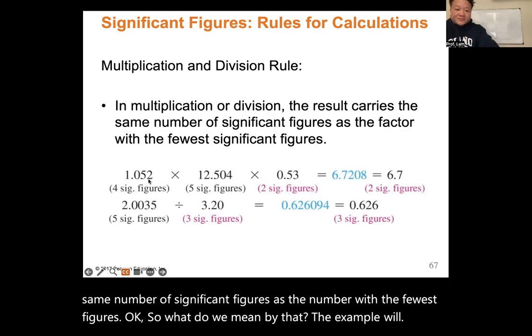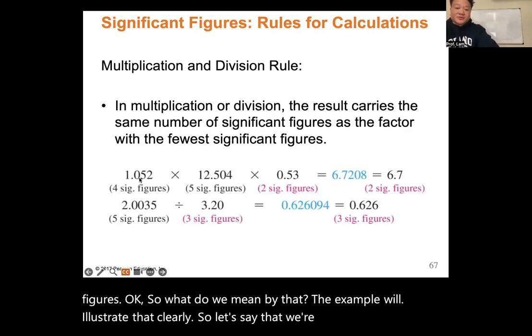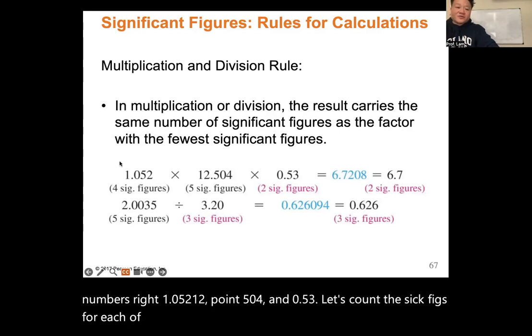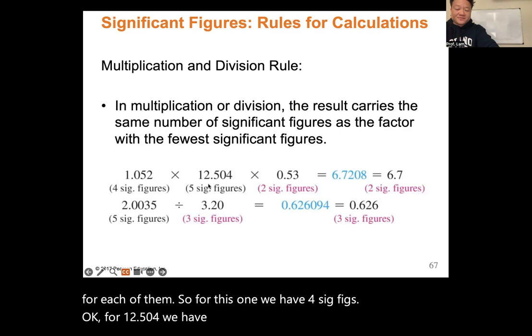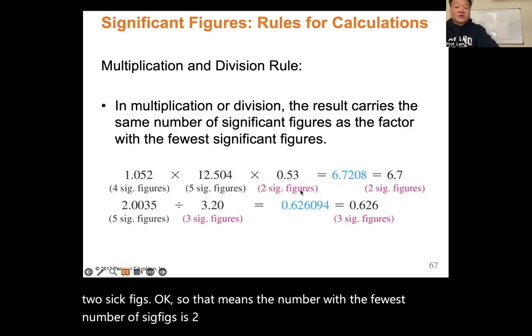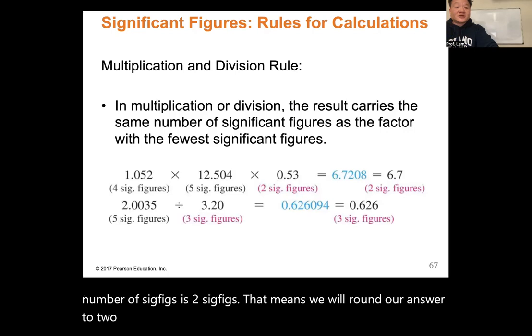will illustrate that clearly. So let's say that we're multiplying these three numbers, right? 1.052, 12.504, and 0.53. Let's count the sig figs for each of them. So for this one, we have 4 sig figs. For 12.504, we have 5 sig figs, right? And then for 0.53, we have 2 sig figs. Okay. So that means the number with the fewest number of sig figs is 2 sig figs. That means we will round our answer to 2 sig figs. Does that make sense? So it goes by the fewest sig figs when you're multiplying, dividing.